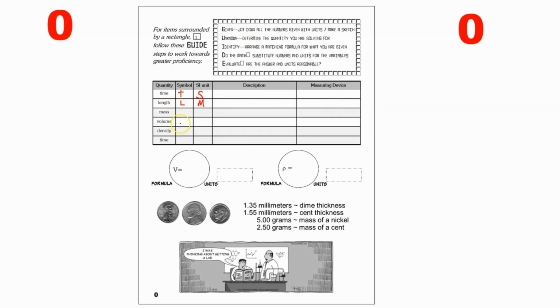And we can go to volume now. Volume, the symbol is a capital V. The SI unit is the liter, sometimes in a capital L. That's a comma there. The description of volume, number of cubes that fit in an object. And we use a graduated cylinder.